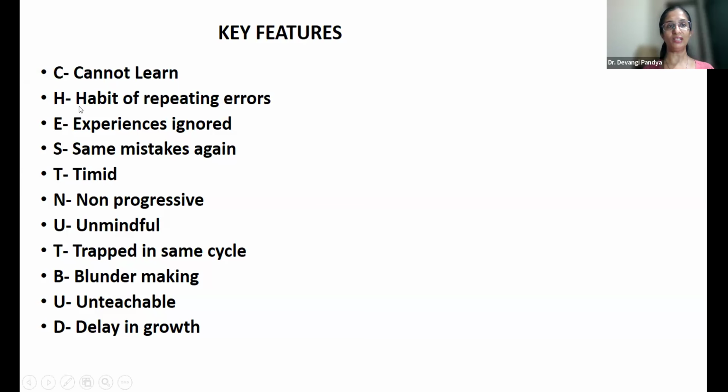C for cannot learn, habit of repeating errors, experiences which are ignored, same mistakes again, timidity, non-progressive, unmindfulness, trapped in the same cycle, blunder making, unteachable, and delay in growth. These are very short remedies, but if we understand the core, their application becomes very easy as well as result oriented.